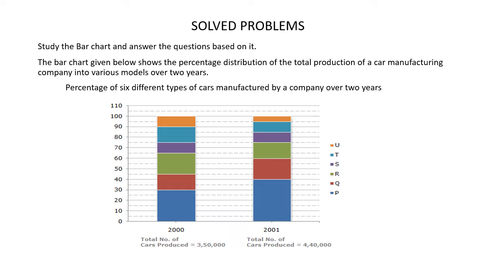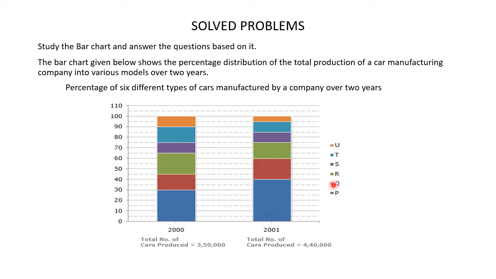Here 10 means 10% of the total number of cars produced. 40 means 40% of the total number of cars produced. 80 means 80% of the total number of cars produced.